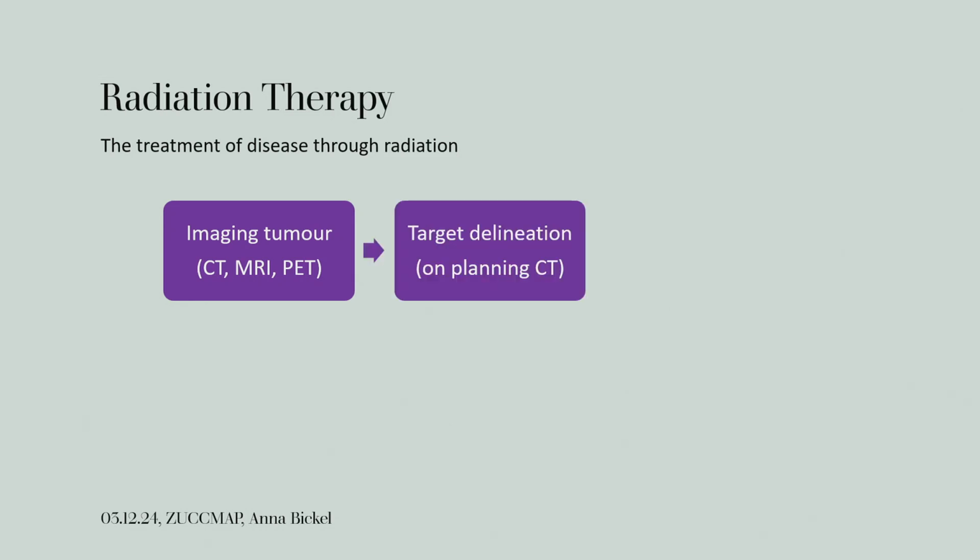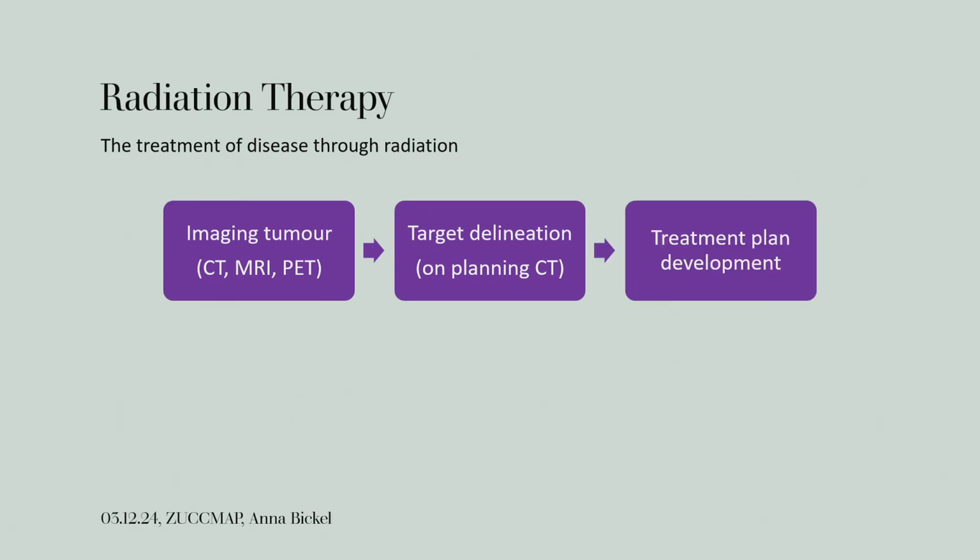When we have the image, the doctor delineates the target. So the doctor delineates the tumor, such that we, as medical physicists, know on the CT where the tumor is and what we have to plan. Then we go into the actual treatment plan development, where we have to define where we deposit how much radiation and everything else that is needed.